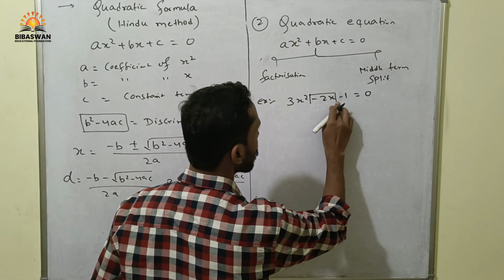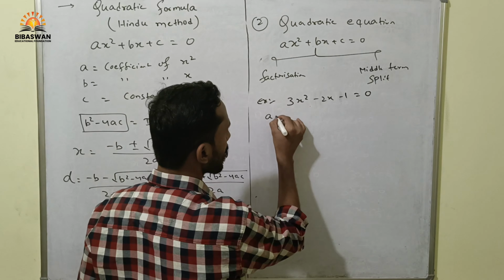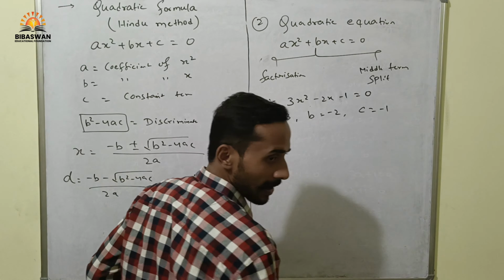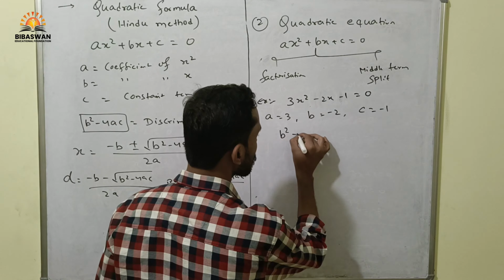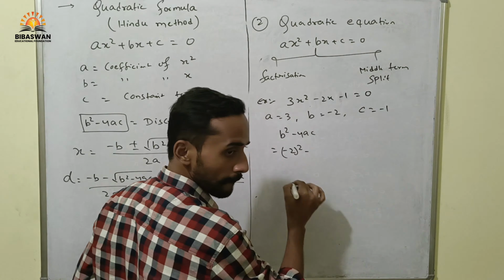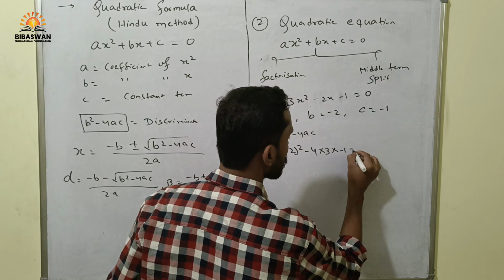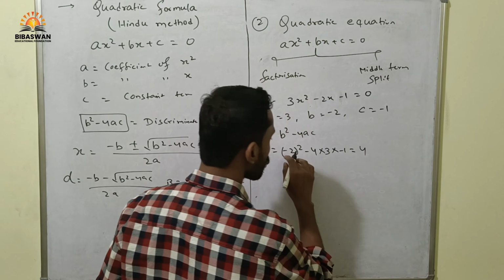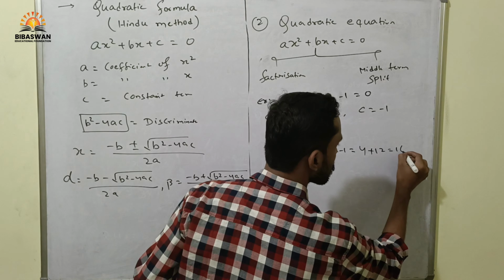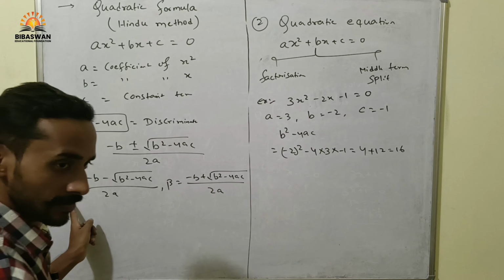Here, what is the value of a? 3. What is the value of b? Minus 2. What is the value of c? Minus 1. Now b square minus 4ac. b square means minus 2 whole square, minus 4 multiplied by a, 3, multiplied by c, minus 1. Minus 2 whole square is 4, minus times minus, plus 12, it becomes 16. Understood?